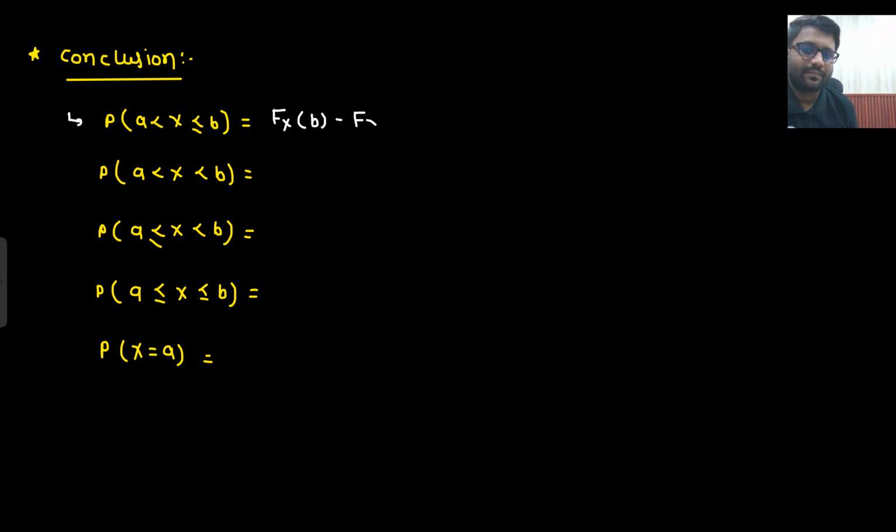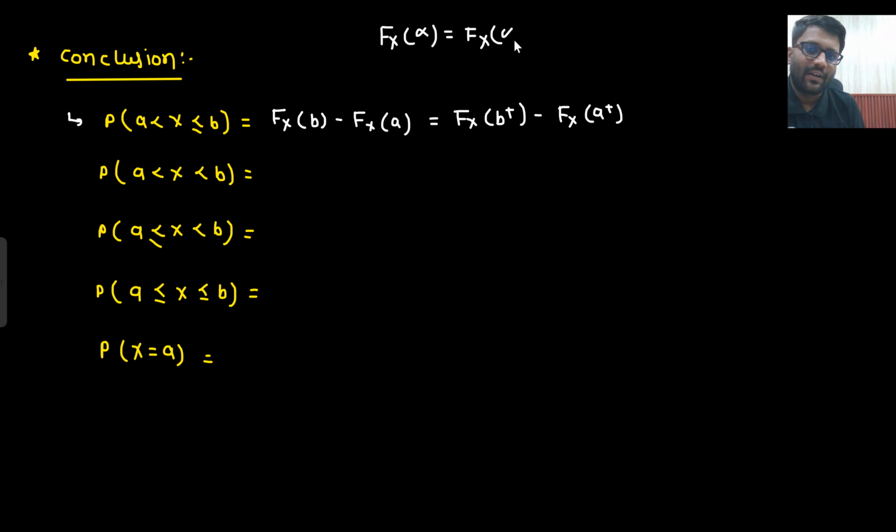Directly it will come. There you go. And this could be equal to Fx of b plus minus Fx of a plus, right? Because you know that Fx of alpha is equal to Fx of alpha plus in case of CDF, right? So remember this condition, that on the lower limit I don't want the equal sign, on the higher limit I want the equal sign.